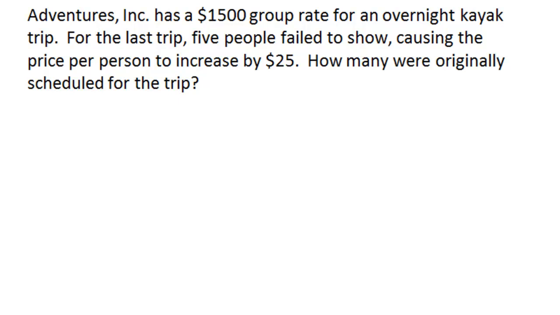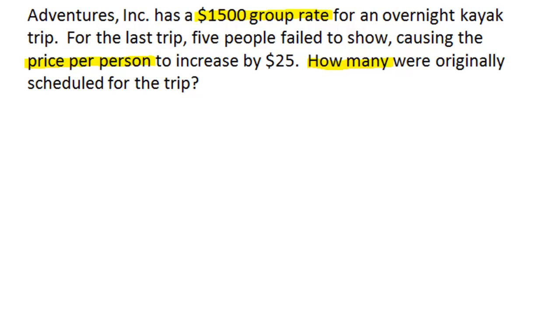and declaring variables. We can see that there is a group rate here. So there's a $1,500 group rate. That's, in other words, a $1,500 cost. And there's a price per person. And a certain number of people. So how many is the original question. So we've got a situation where we've got a total cost, which is $1,500. We've got a cost per person, or a price per person, and we've got a number of people.